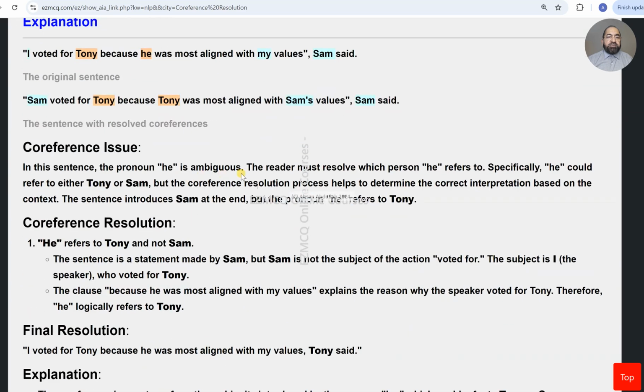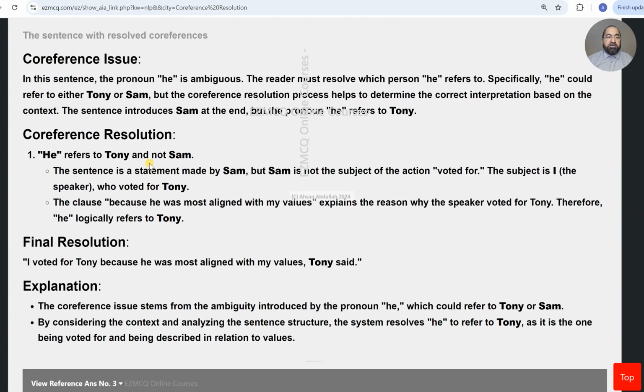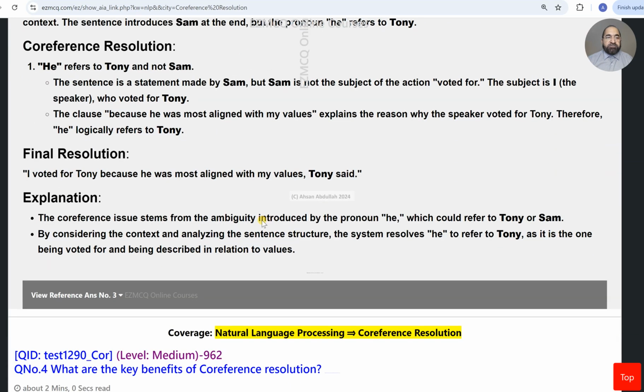So what are the issues? The issue is that he is ambiguous. What is meant by he? He could be either Tony or Sam. So we need to clarify for the machine. He refers to Tony and not Sam. Why? Because the sentence is a statement made by Sam, but Sam is not the subject of the action voted for. The subject is I. So, I voted for Tony. So the clause becomes: because he was most aligned with my values, and my is Sam. So this is the final resolution.